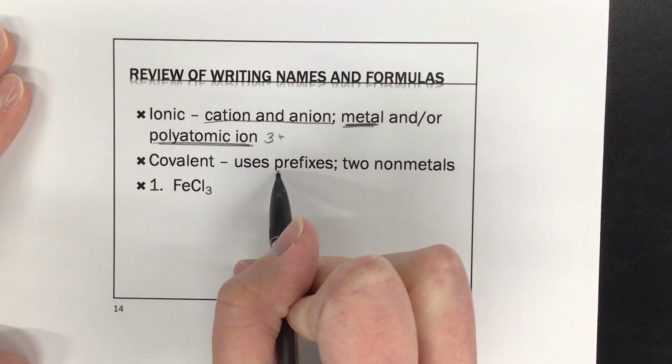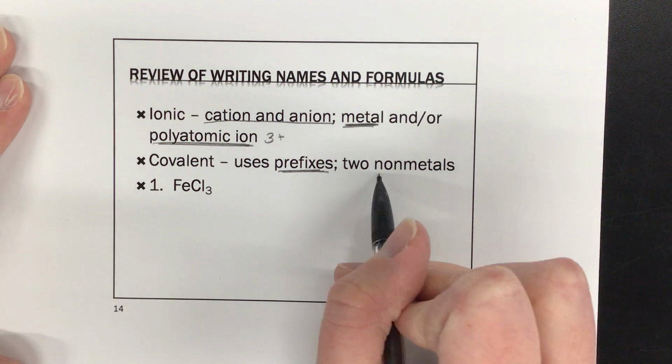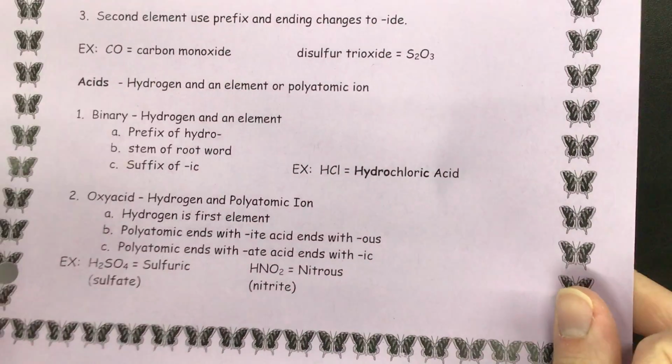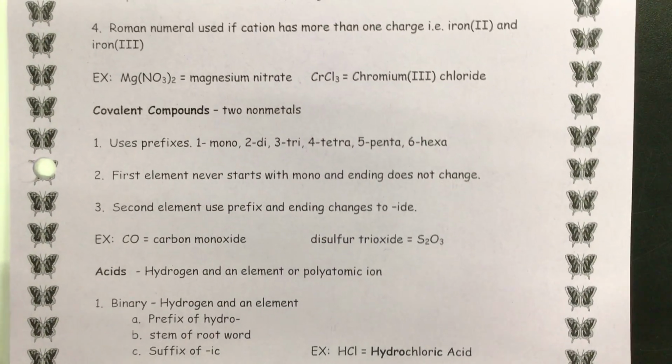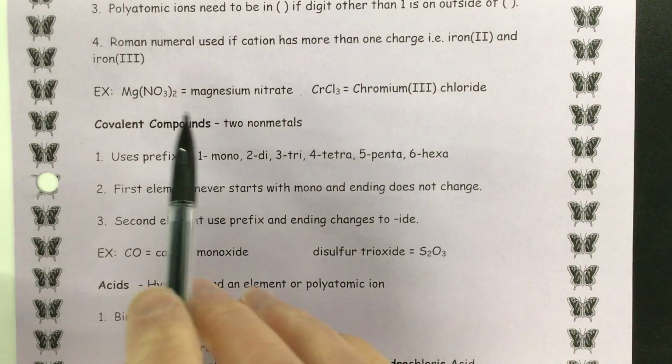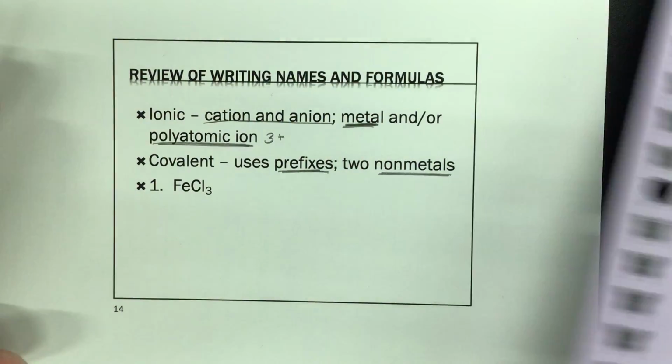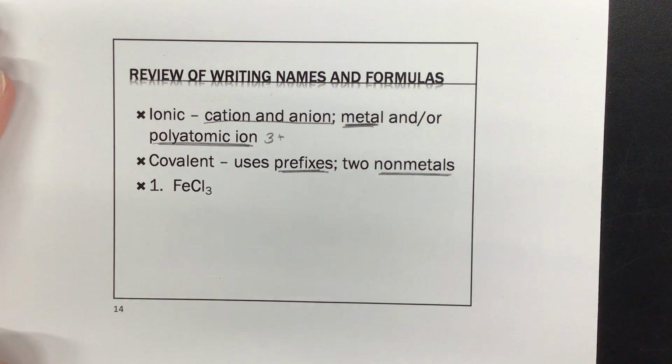If you see prefixes in the name, or you only see non-metals in there, that means we're going to follow the covalent bonding rules. There they are. And the covalent bonding rules are where we use our prefixes. So we've got to figure out what we have in order to figure out our rules.